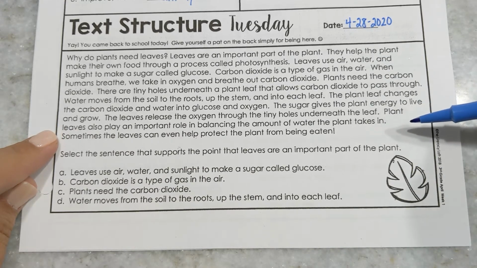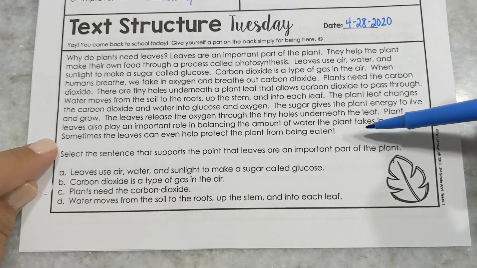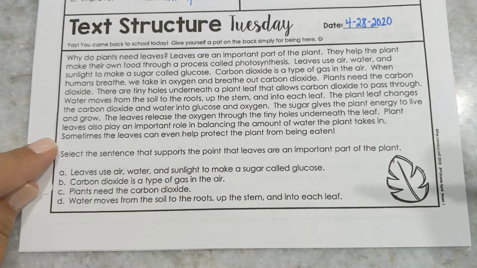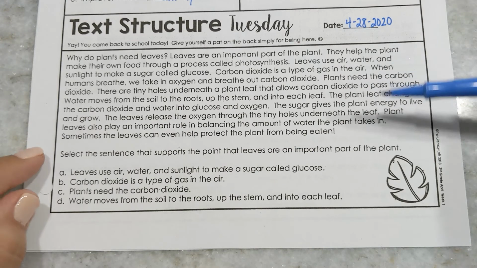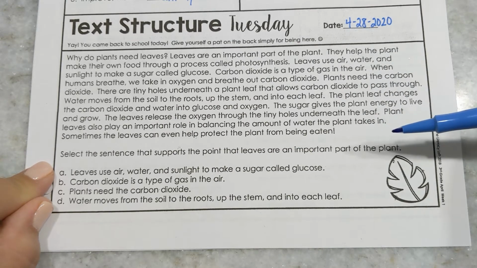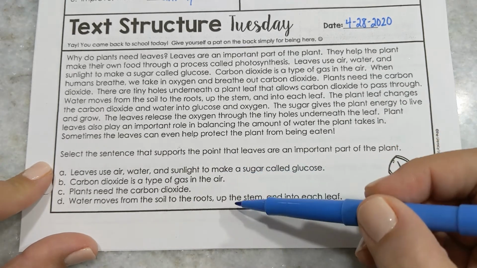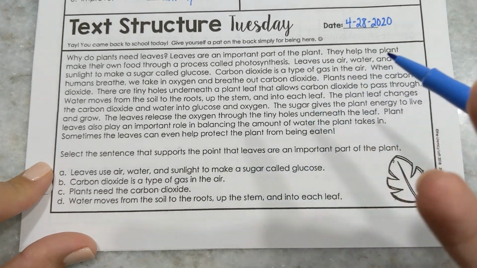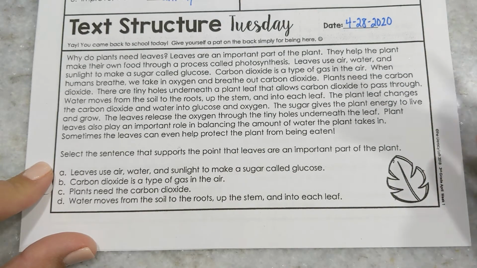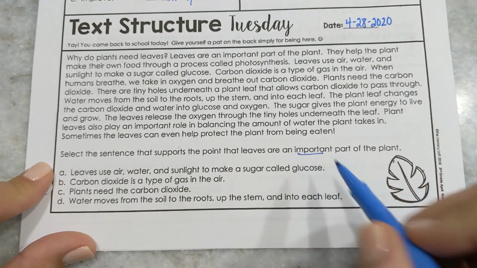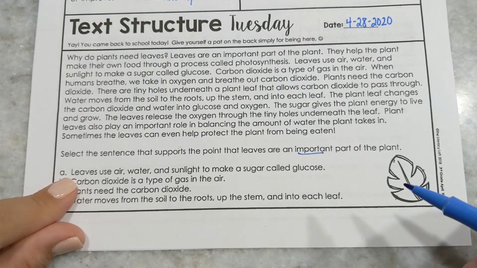Plant leaves also play an important role in balancing the amount of water the plant takes in. Sometimes the leaves can even help protect the plant from being eaten. Yikes! Okay, so the leaves are a very important part of the plant. So let's look at our question. Select the sentence that supports the point that leaves are an important part of the plant. So we're going to look for a sentence that describes something that the leaf does to help the plant and why they are important. Let's look at our answer choices.